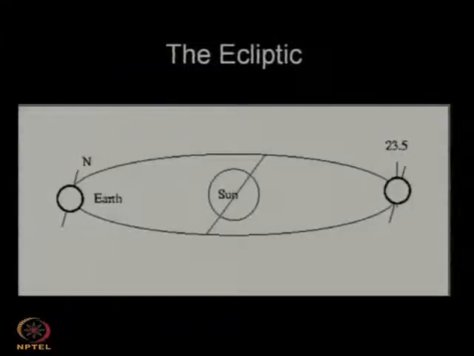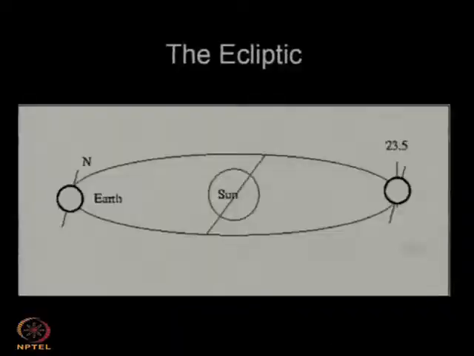So let us now understand this whole thing, try to get some picture of what is going on. The earth, we know, revolves around the sun. So it goes around the sun in an orbit like this, with the sun at the center. And the earth, we also know, rotates around an axis.